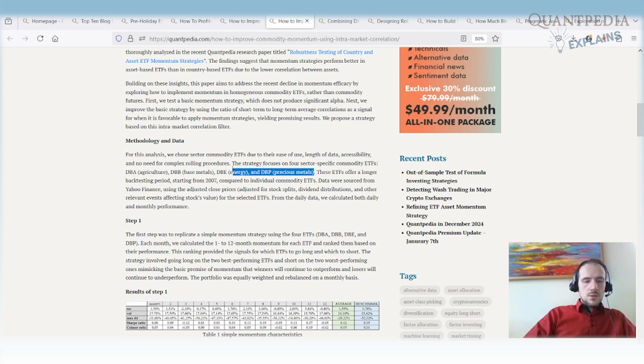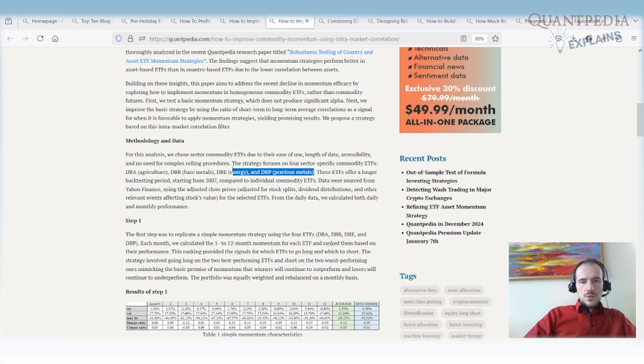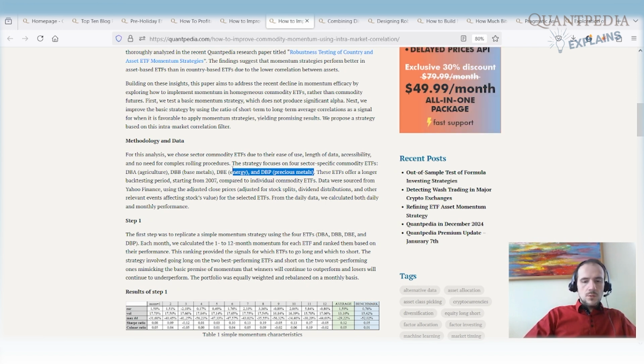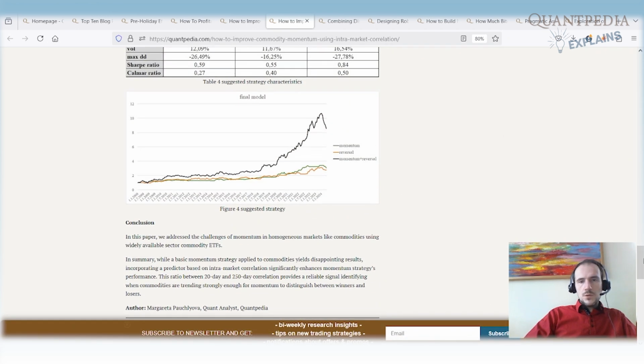And we calculate the 20-day correlation between those sectors and the 250-day correlation between those sectors, and then we trade a momentum or reversal strategy based on that correlation. So if short-term correlation is higher than the long-term correlation, we trade a momentum strategy, and if the short-term correlation is lower than long-term correlation, we trade the reversal strategy. The improved strategy has interesting performance, outperforms all of the benchmarks, and is a very nice addition to a diversified portfolio. That's how to improve the commodity momentum.